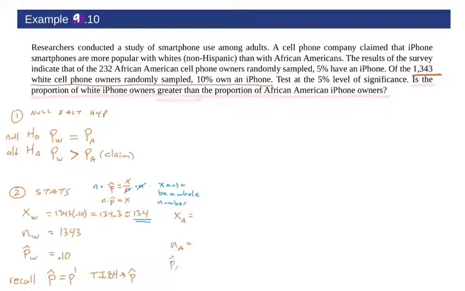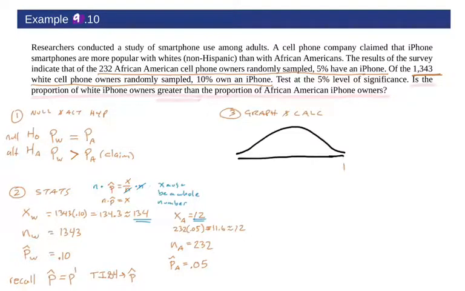And now let's do this for the second group here, and if you want to pause it and give this a go. So 232.05, and again we multiply those two, and then we're going to end up rounding that to about 12. Okay, so let's go to our third step. We're going to graph and do the calculations here, and again we're talking differences here.